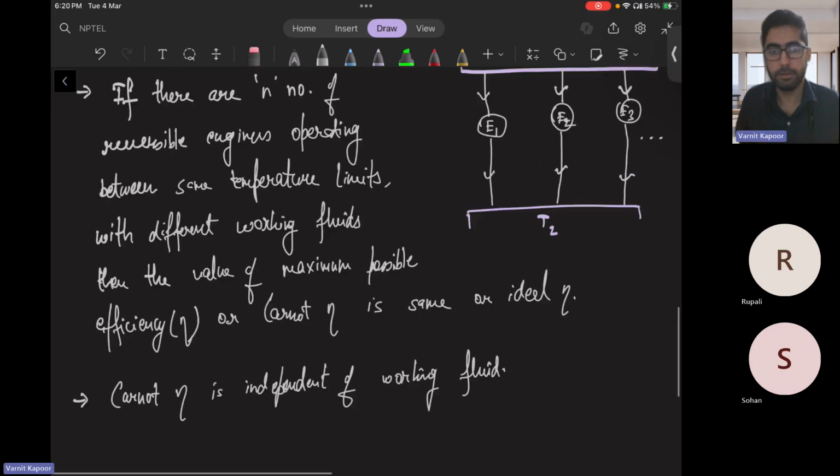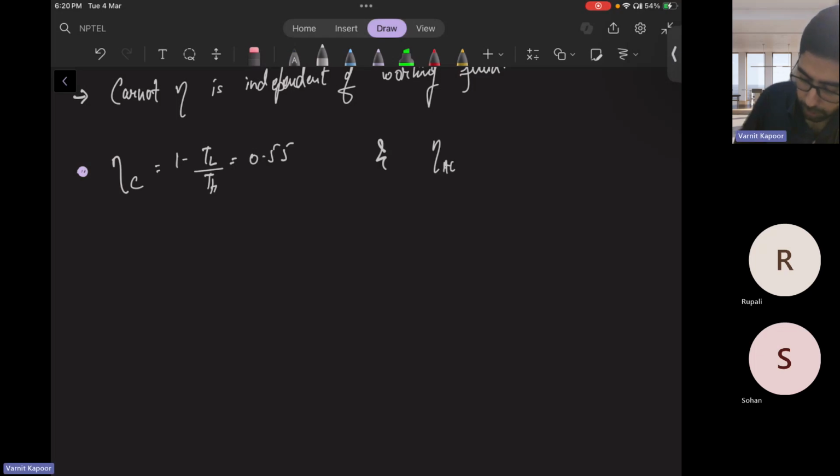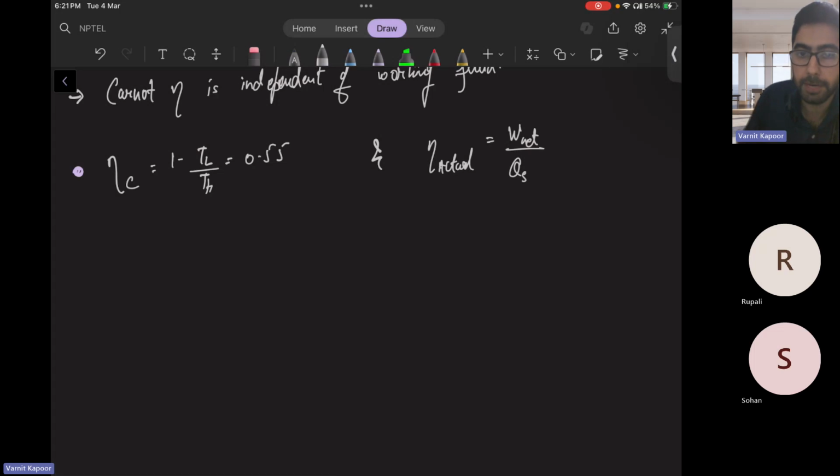Any doubts still here? No doubts? So suppose it is said like this, that efficiency of Carnot, 1 minus T lower by T higher, is given as 0.55, and the efficiency of an actual or irreversible engine, which is net work to Q supplied, how much work you obtained and how much heat you supplied to the system, is given to be 0.45. Then what is the efficiency of the engine? They have asked. What will you say?